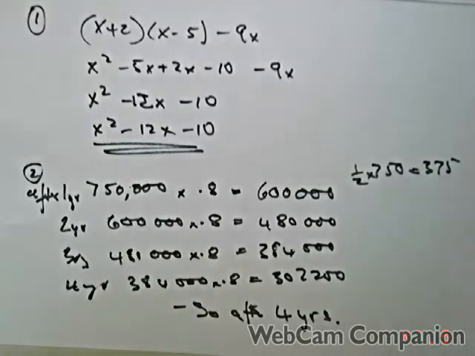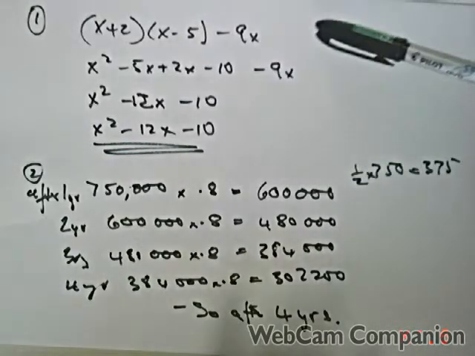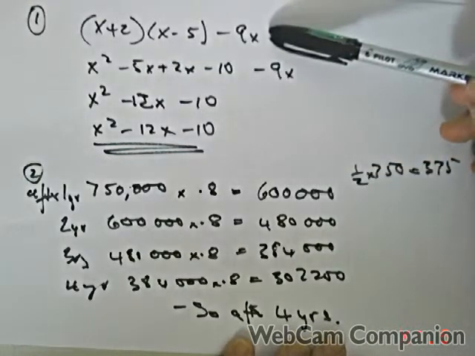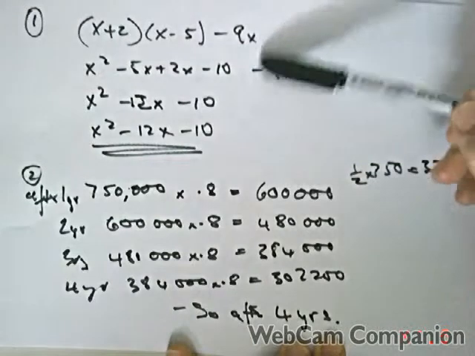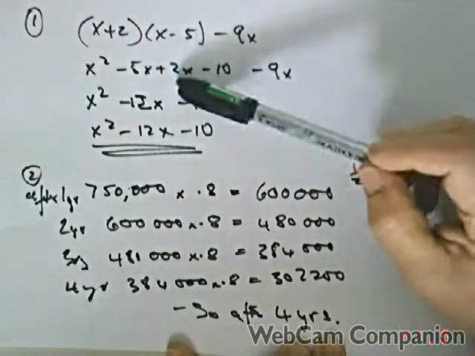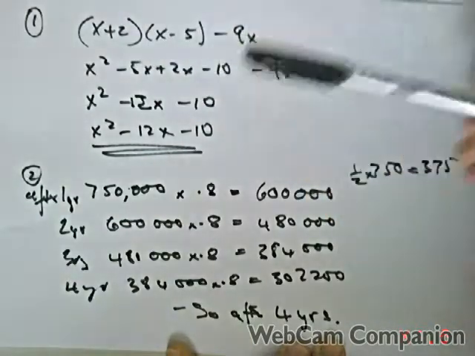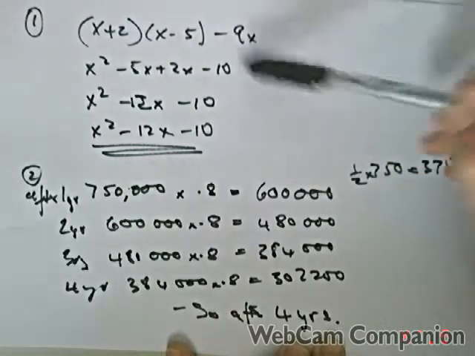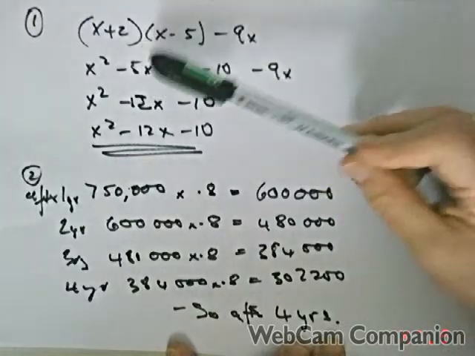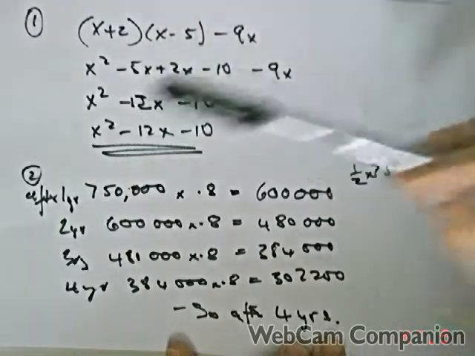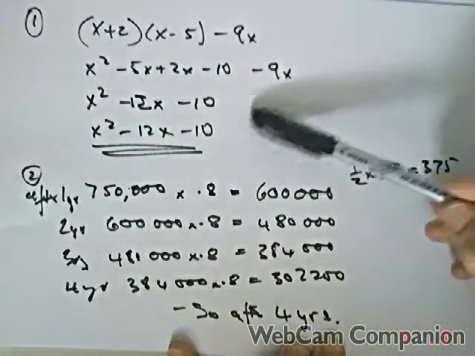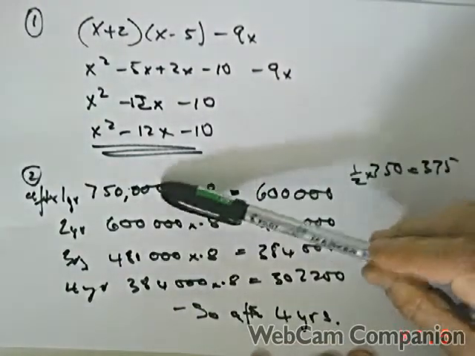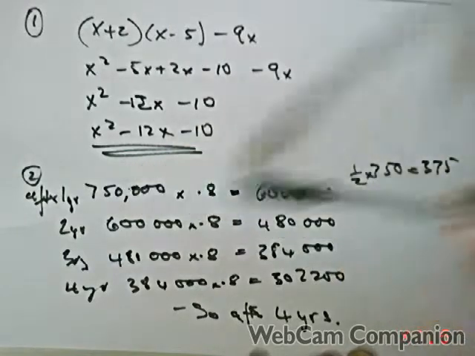So the first question is multiplying out brackets, expanding brackets: x plus 2 times x minus 5, minus 9x. We multiply out the bracket: x squared minus 5x plus 2x minus 10. You leave the minus 9x there, but you gather like terms. And so you've got minus 9x minus 5x plus 2x gives minus 12x, minus 10, and we end up with this answer here.